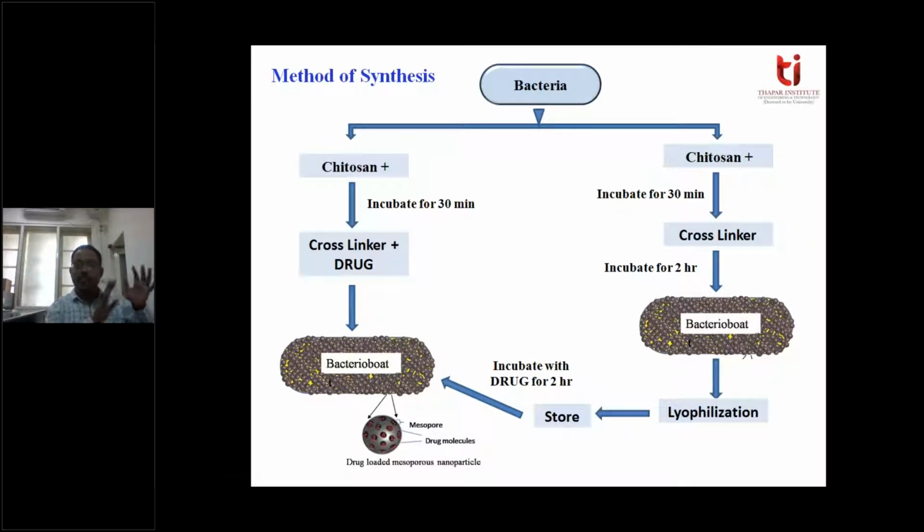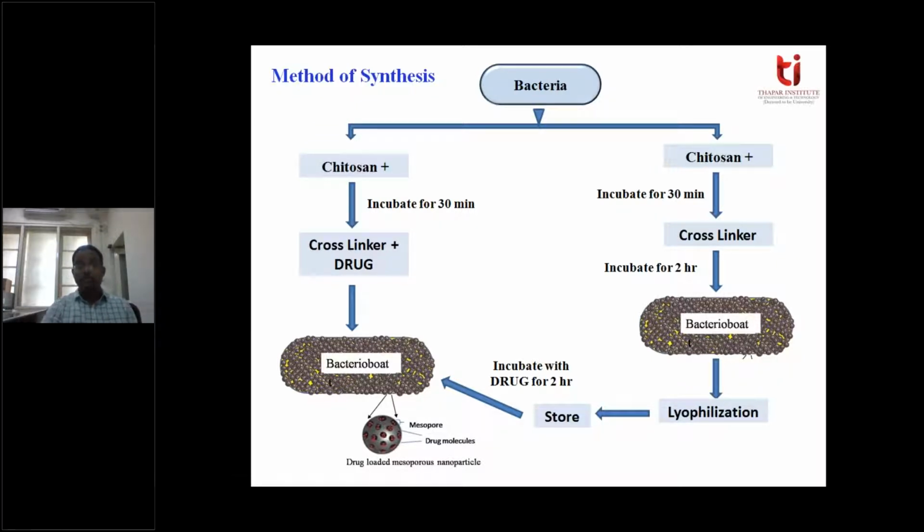So we'll be discussing more about small intestine than large. This bacteria goes, sticks, and stays there for many days. So what I did is we took some of the intestinal bacteria and we used that bacteria as a vehicle to deliver the drug.